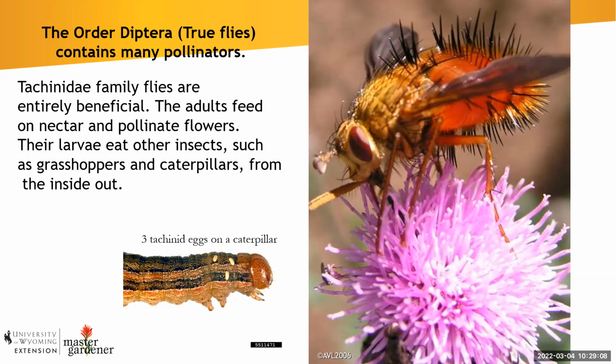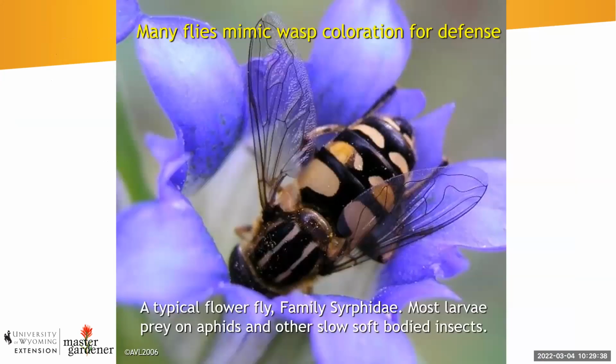Another one that really benefits from flowers and is beneficial to us in the order Diptera, the true flies, is tachinids. Many times you'll see them on flowers and they're big and kind of hairy and spiky looking. The adults feed on flower nectar and pollen for their energy source. They seek out other insects to lay their eggs on. The eggs hatch and then the maggots burrow into the host insect and eat them from the inside out, such as grasshoppers or caterpillars. Here showing 3 tachinid eggs on them. So again, another beneficial insect that benefits from having flowers.